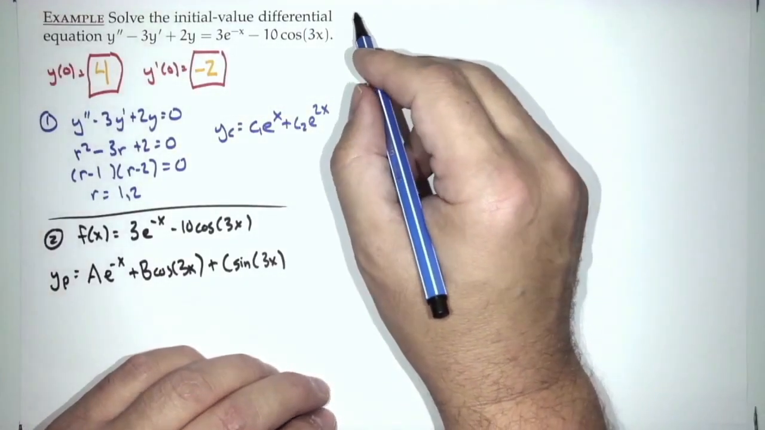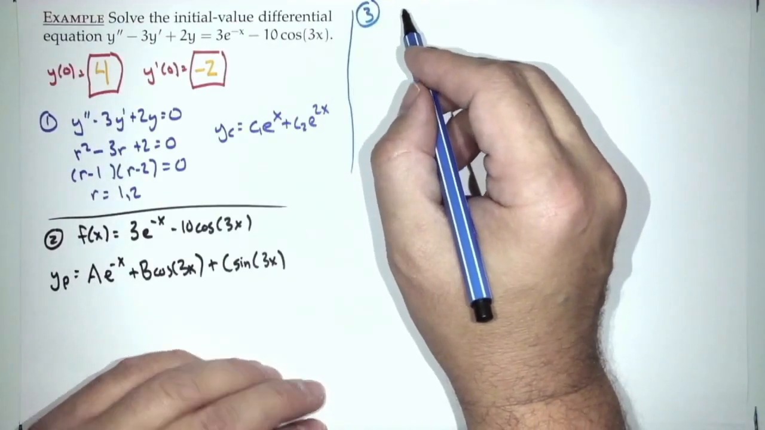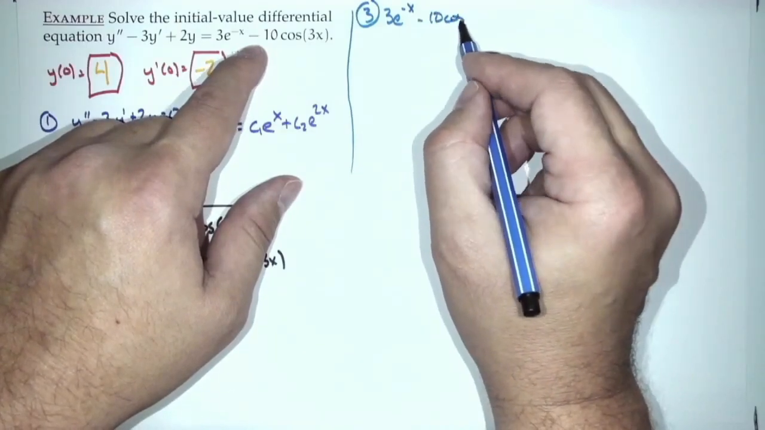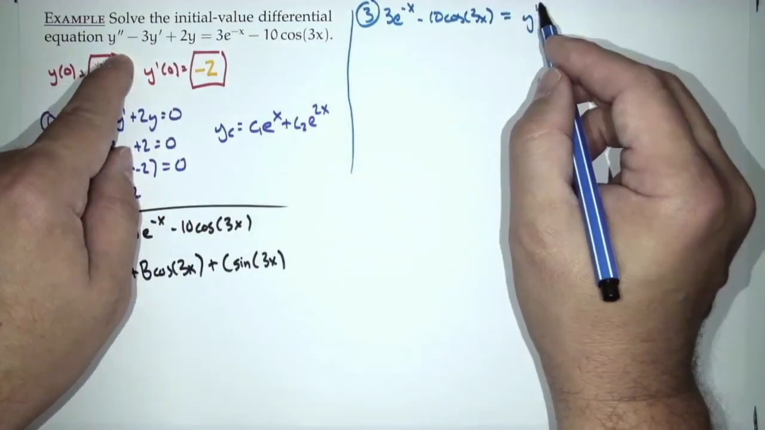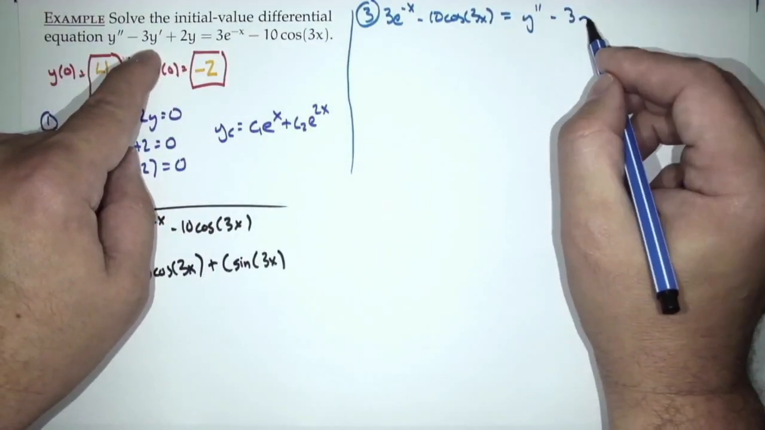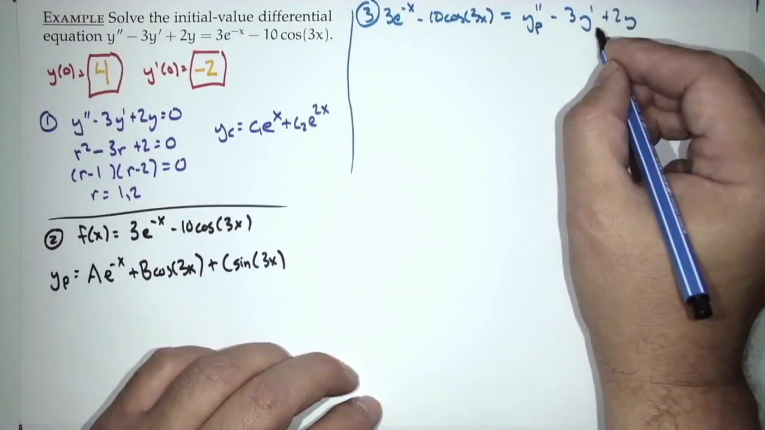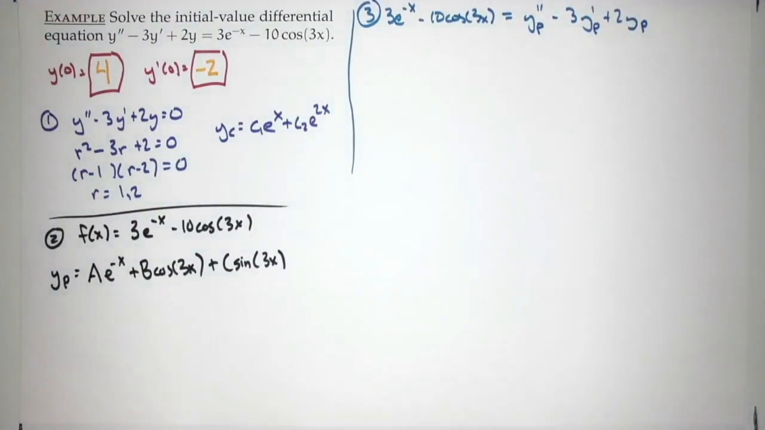Well, we go to step 3. So we're going to have our 3 e to the minus x minus 10 cosine of 3x equal to y double prime minus 3y prime plus 2y. In fact, just to emphasize, we're doing our particular solution, so I'm plugging the particular y sub p into the differential equation. We say, look, this has to hold. You just have to figure out the right choices.